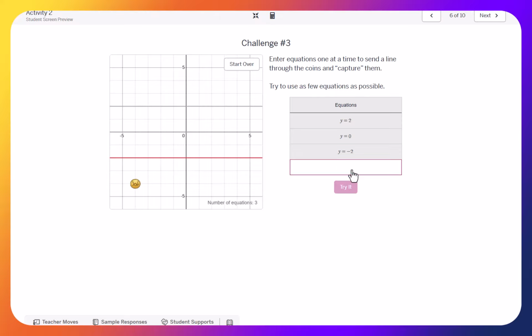And we'll do one last one. Horizontal lines are going to start with y equals, and then I just need a number. And that number is going to be where that horizontal line passes through the y-axis. In this case, it's going to be y equals -4.